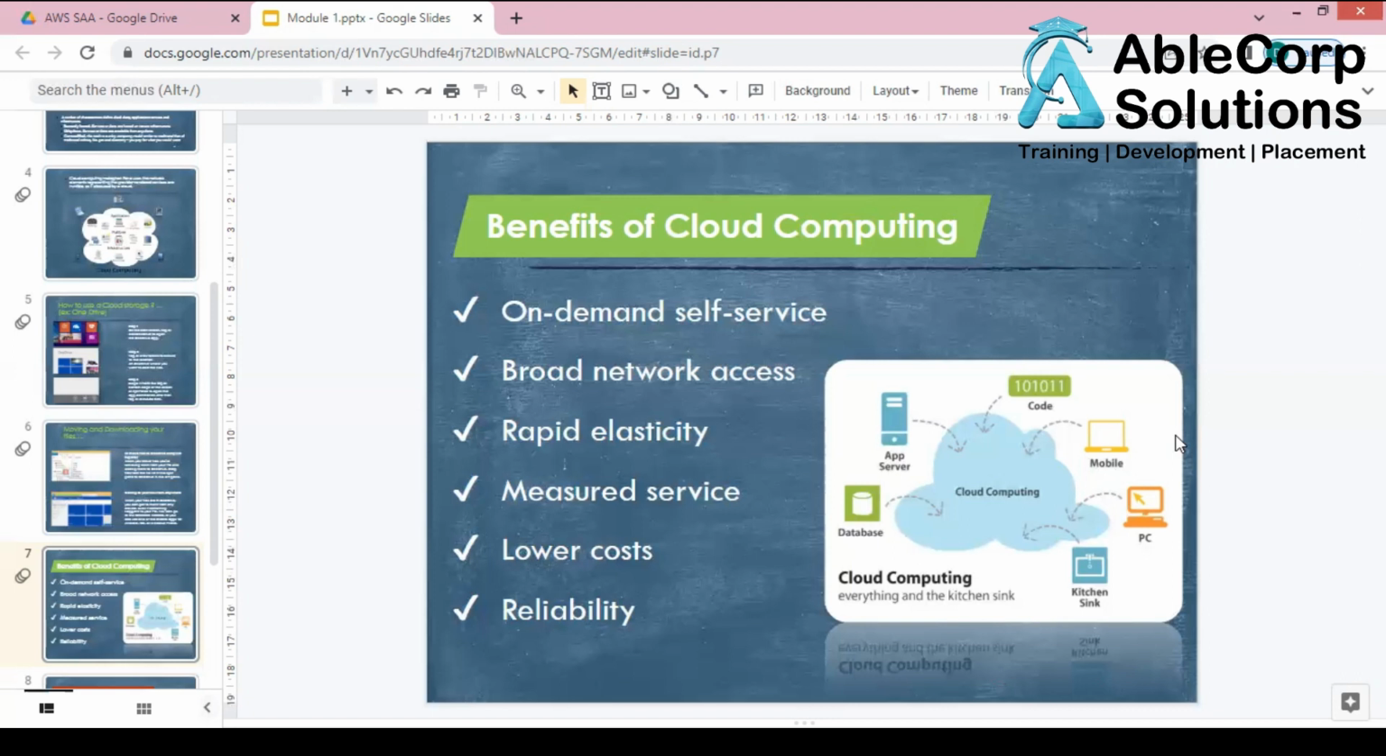Measured services: we can measure how much cost it is generating. If you want to create certain alarms, we can do that, so that we don't land up in situations where we have to pay more. The cost of all the services is very low, and it is reliable because of the different standards that are adhered to by AWS itself.